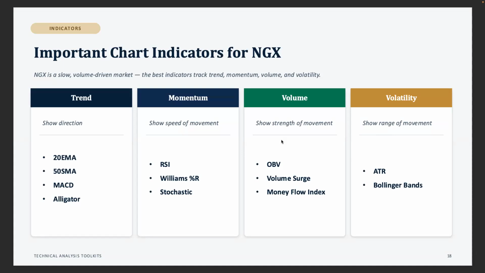Under trend is 20 EMA. EMA is exponential moving average. That means 20-day exponential moving average. The second is 50-day smooth moving average. They are not the same thing.